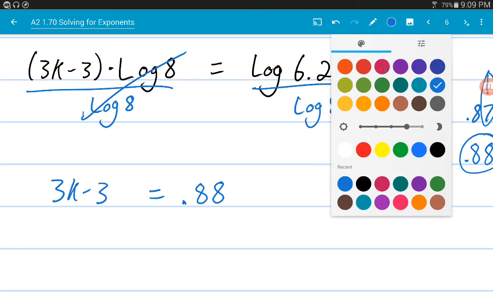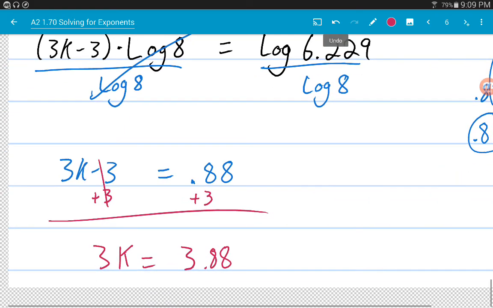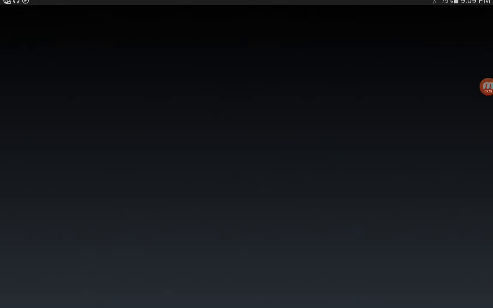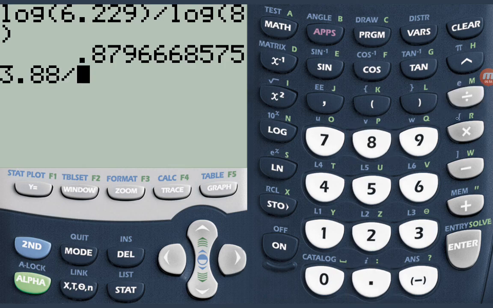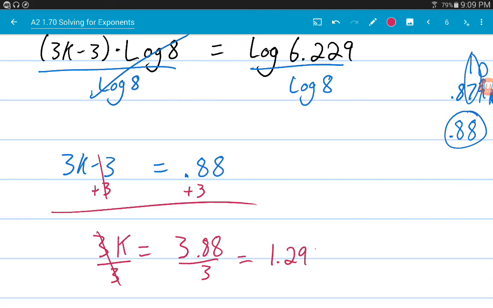Now what I have to do on this is I'm going to add 3. Add 3. I get that 3k is equal to 3.88. And lastly, I divide both sides by 3. And I get that k is equal to 3.88 divided by 3. 1.293. And that's x, or k.